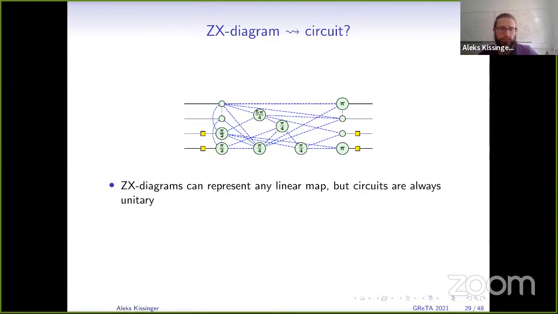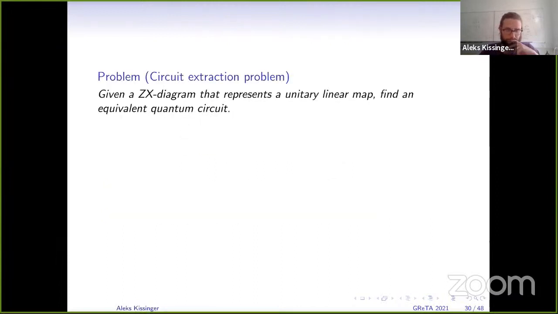Well, this is a subtle and interesting story. One thing to realize is that ZX diagrams can represent any linear map, but circuits are always unitary, which means that there could be ZX diagrams which don't even correspond to circuits at all. And in fact, even when it does correspond to a circuit, it's a non-trivial problem getting a circuit back out of it. This is what I call the circuit extraction problem. Given a ZX diagram which represents a unitary, so maybe it came from a quantum circuit, find an equivalent circuit.